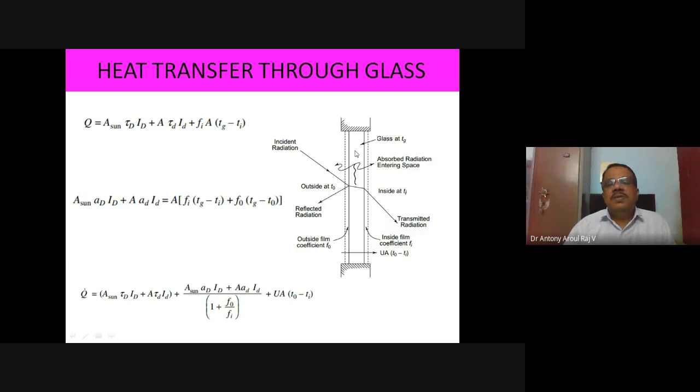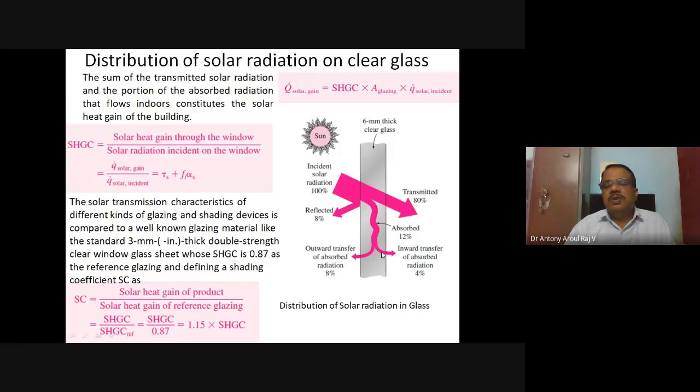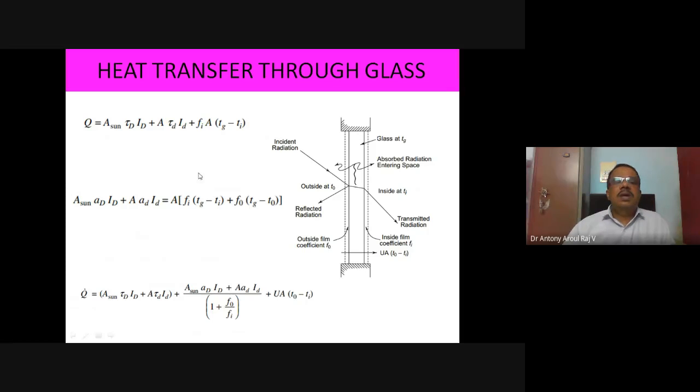And after that, because of the temperature rise in that glass, I have HA into (TG minus TA). So this we have seen here also. This portion only, because of temperature rise, it is HA into TG, the temperature of the glass, minus the room temperature. Okay, so now this is fine. So the next thing we have to find is what will be the energy balance.